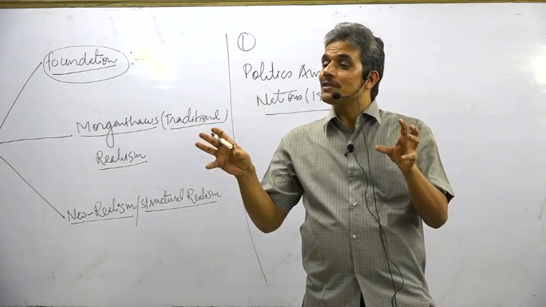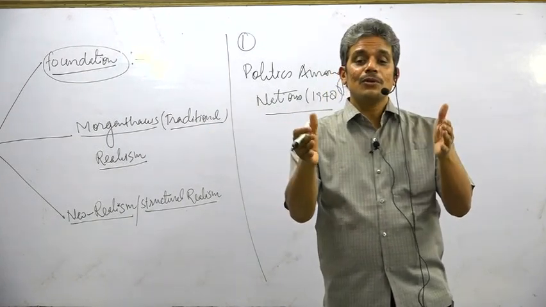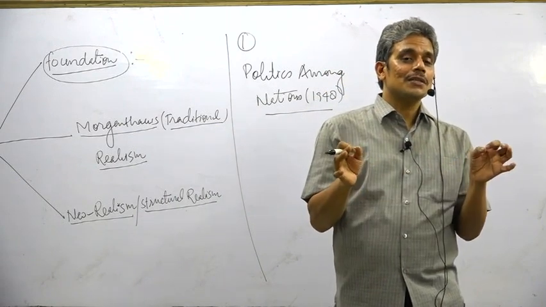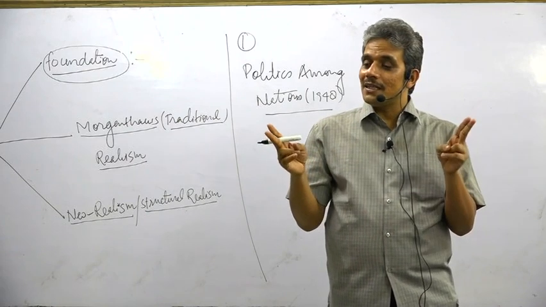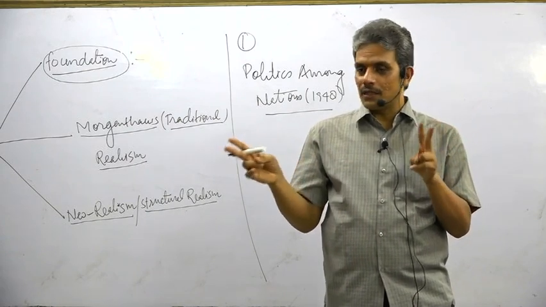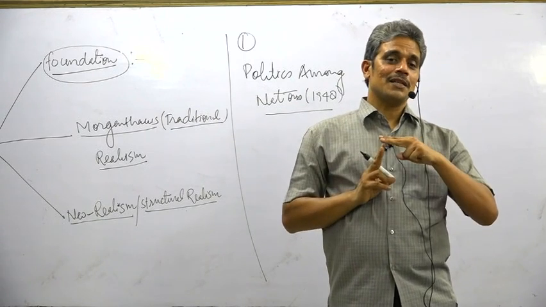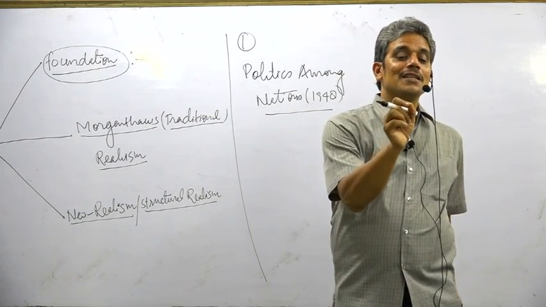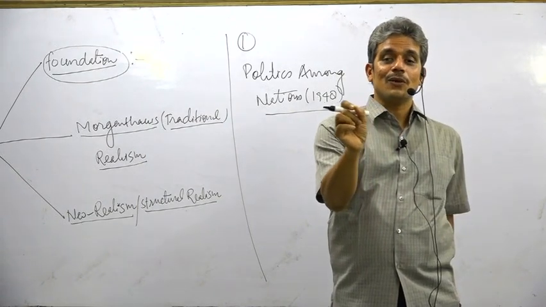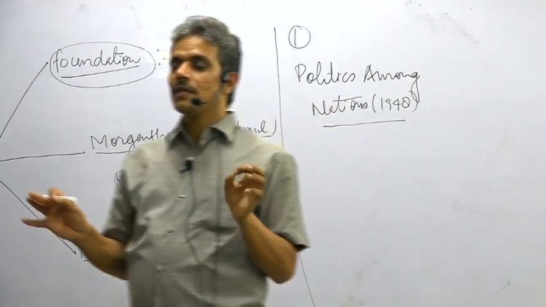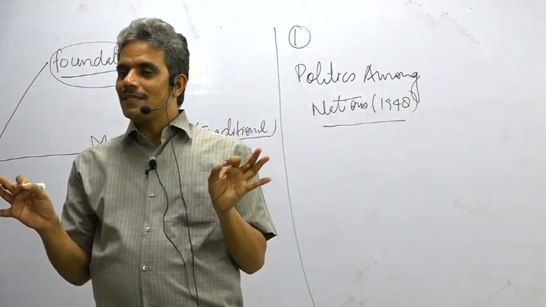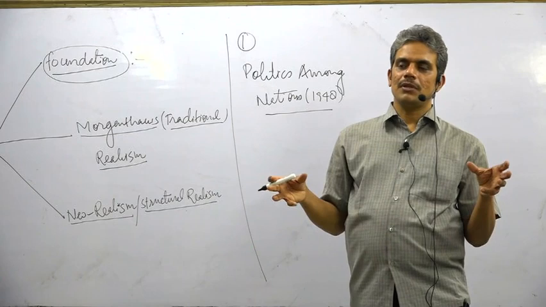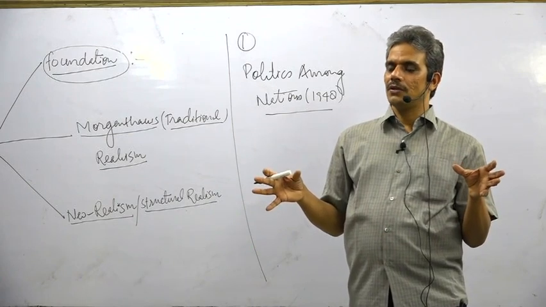So what is basic human nature? To get more and more power, to establish domination over others. That is the basic nature of human beings for Morgenthau. And second, it is objective, which means it is unchangeable human nature. Objective means it is immutable. It is unchangeable human nature.